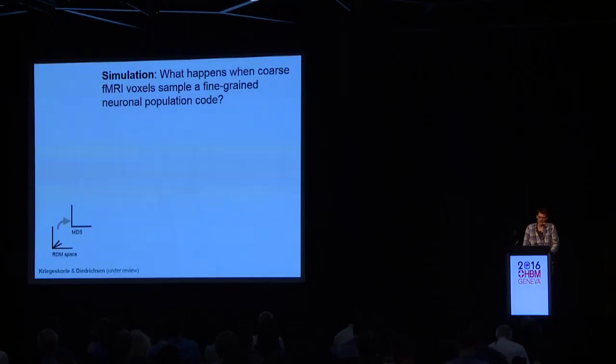So this is RDM space visualized with multidimensional scaling. And this is the color code I'm going to use. Different colors indicate different layers, different representations in this deep neural network model, convolutional layers 1 to 5. And the size of these circles indicates the size of the local averaging range. So you could think of them as small voxels or large voxels.